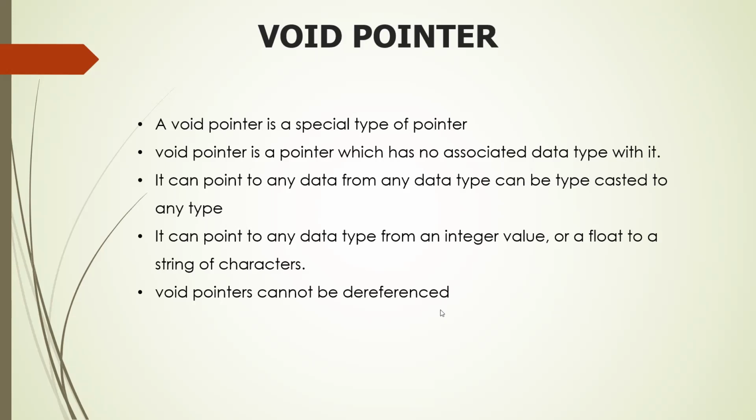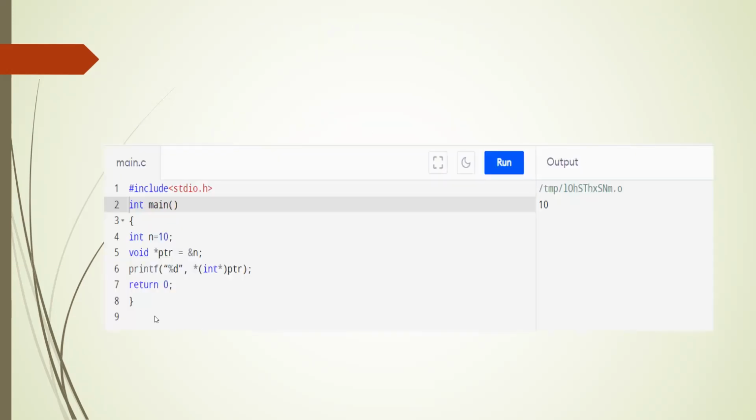So we can't get the value using the void pointer, because the compiler may get confused whether currently we are going to get an integer value or a float value or what type of value. Here is the example of void pointer.